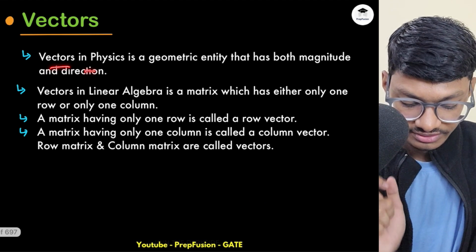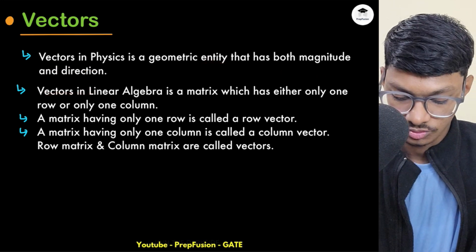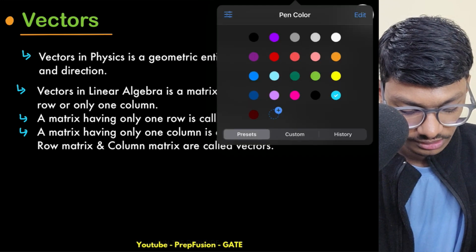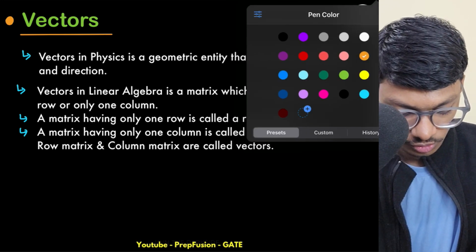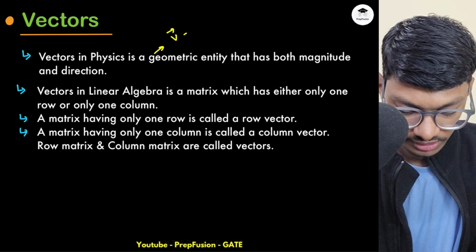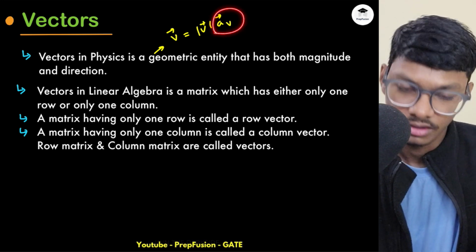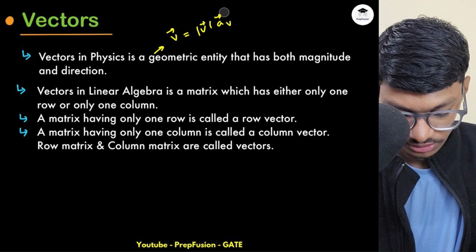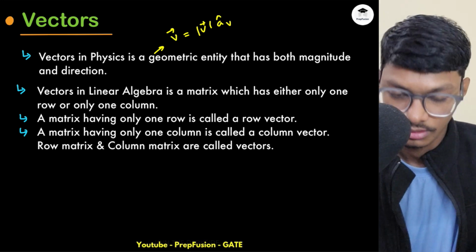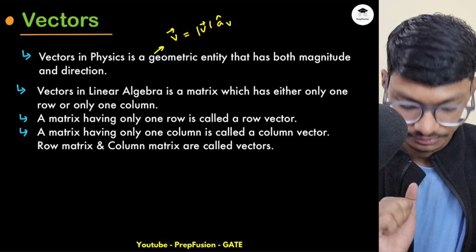A vector in physics is a geometric entity that has both magnitude and direction. We have been studying this from class 11th, that a vector is defined by two things. Let's say I have a vector v. One is the magnitude of vector v, and another is the direction of the vector v, that is v cap. So one is the magnitude and one is the direction of the vector.